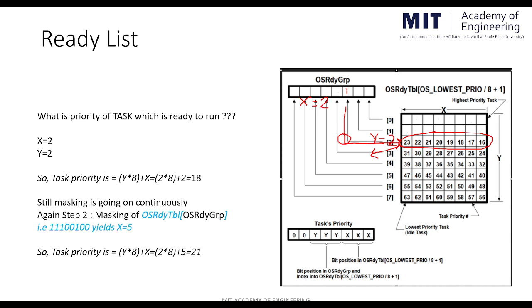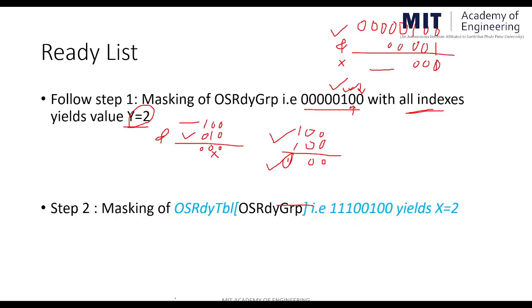Once it gets this value from the OSRDY GRP, the scheduler goes to that particular group and then it takes the value from that group for masking purpose. So in step 2, masking of the OSRDY table of OSRDY GRP. What value did we get for OSRDY GRP? 2. So it will take the value of the OSRDY table of 2, which is provided as 111000100. So again the scheduler has to perform the masking one by one.